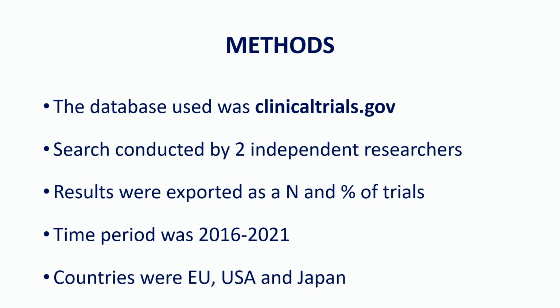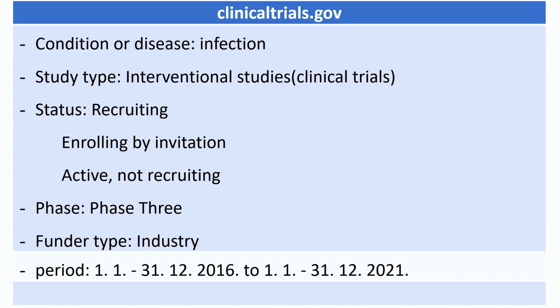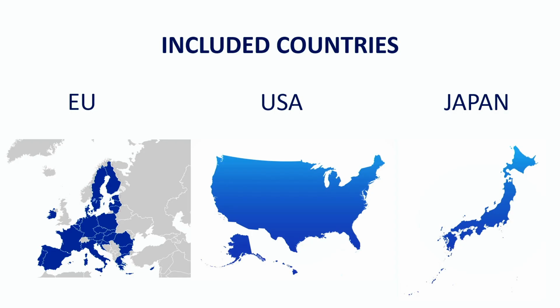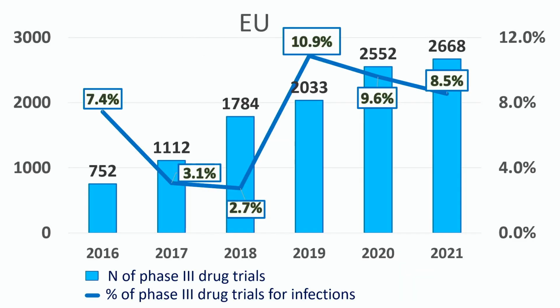The database used was clinicaltrials.gov, by two independent researchers. Results were exported as numbers and percentages of trials. That was the time period, and the regions we looked at were the European Union, the United States of America, and Japan. So the search points were clinical trial goal, interventional studies, status, phase 3, industry, and the time period we looked at.